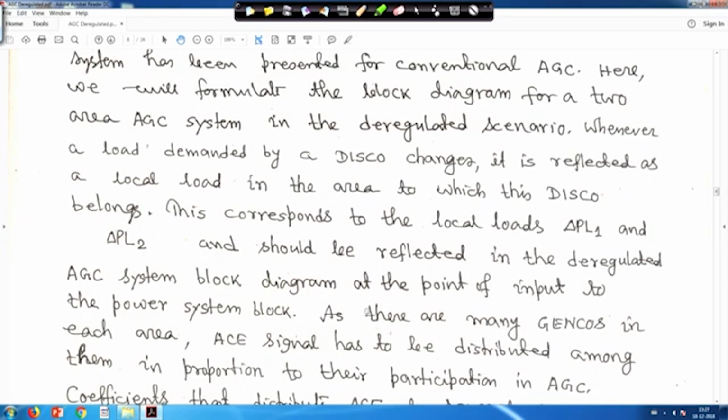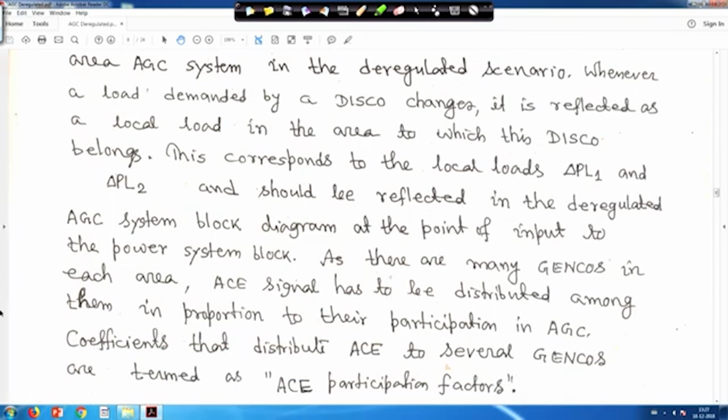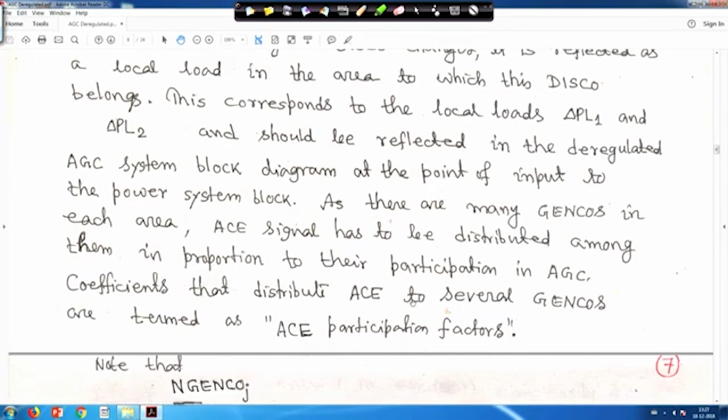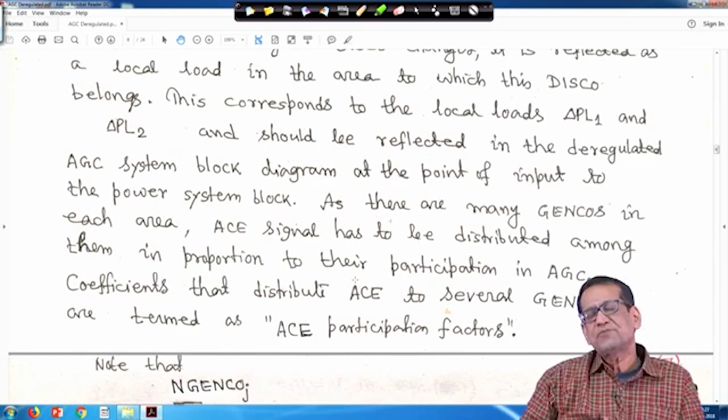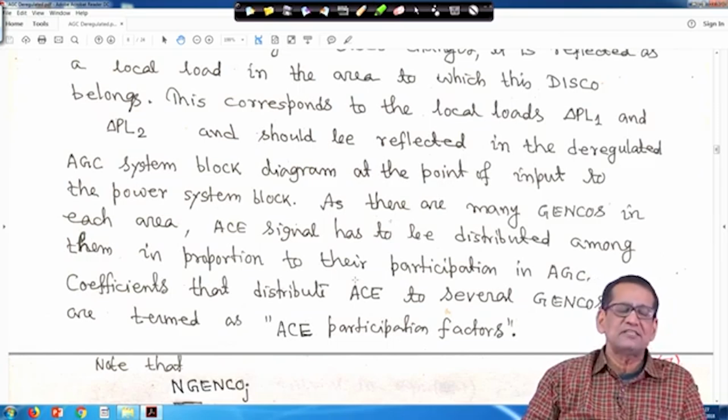This we will see. As there are many GENCOs in each area, the ACE signal has to be distributed among them in proportion to their participation in AGC, that also we will see. A little bit we have seen in conventional AGC, the ACE participation factor. Coefficients that distribute ACE to several GENCOs are termed as ACE participation factors, right. As long as in the system there is no uncontracted power demand, we will come to that later. Suppose DISCOs, the distribution companies, have some contracted power with all the generation companies.